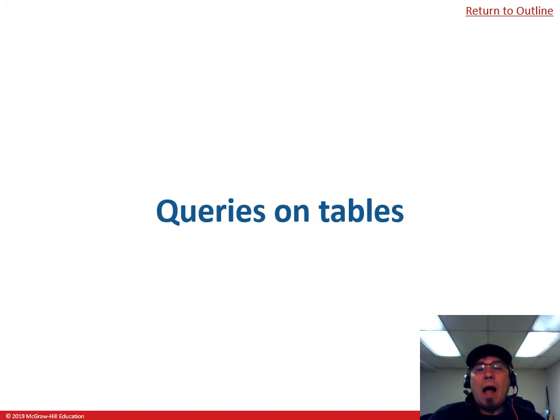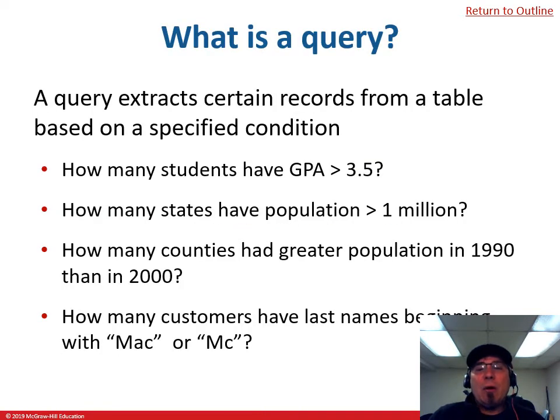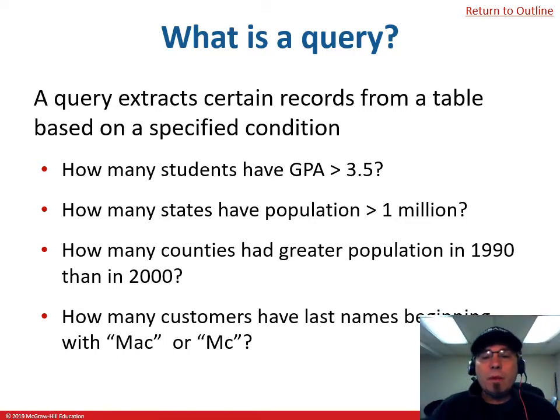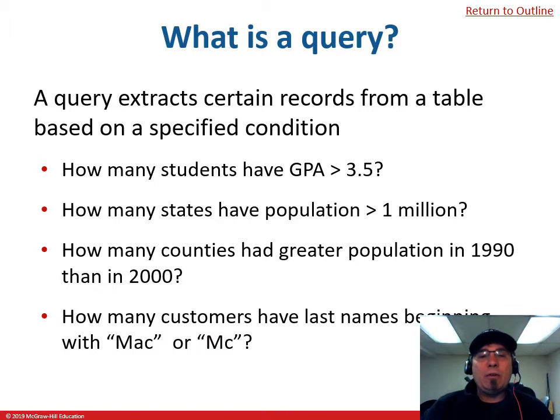So how do we ask questions? Now, chapter 8 is all about queries. It's a little bit more detailed in terms of what we're going to talk about. There's even more questions, but we've already talked about this a little bit. In fact, I think we've been doing some queries since chapter 2. Basically, you're extracting certain records from a table based on a specified condition. So you ask the data a question and you get back an answer.